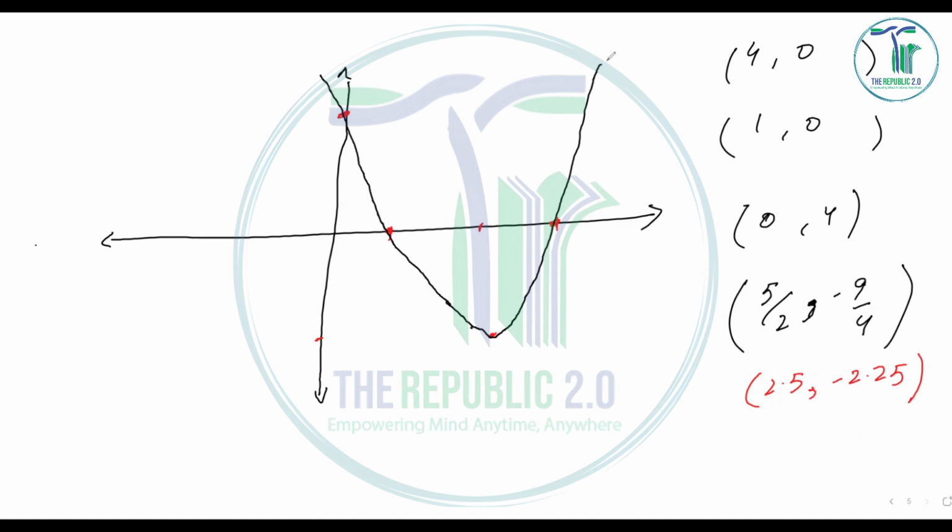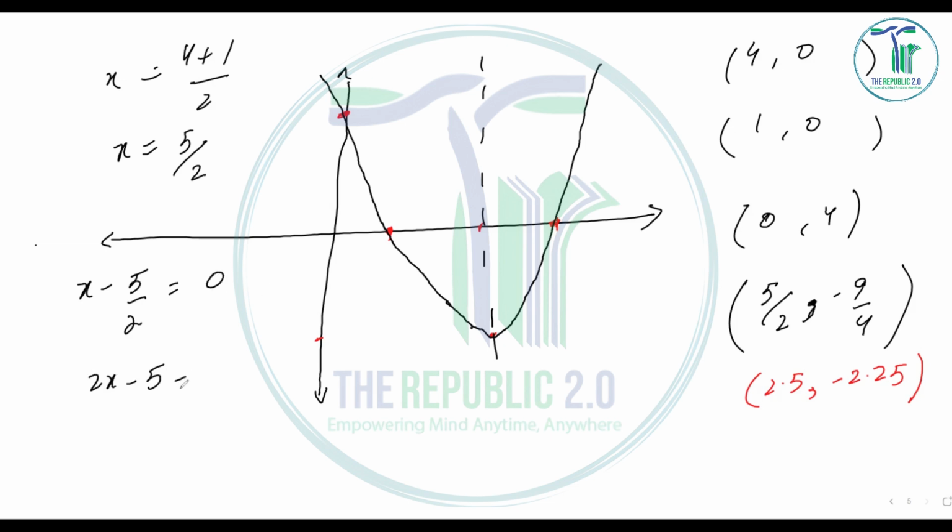Now you must be wondering how we can determine the line of symmetry. You can see that the line of symmetry passes straight between 1 and 4. The midpoint of 1 and 4 is going to be (4 plus 1) divided by 2. That is the value of x. x should be 5/2, right? So when you're looking for the line of symmetry, it has to be x minus 5/2 equals 0, or it could be 2x minus 5 equals 0. So that is how we plot such quadratic graphs.